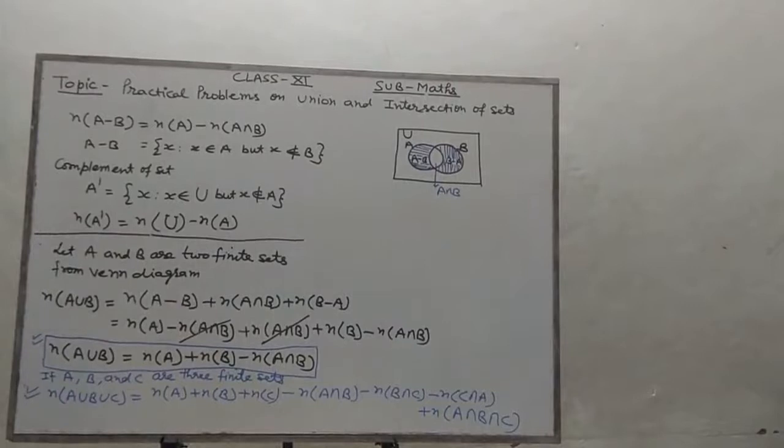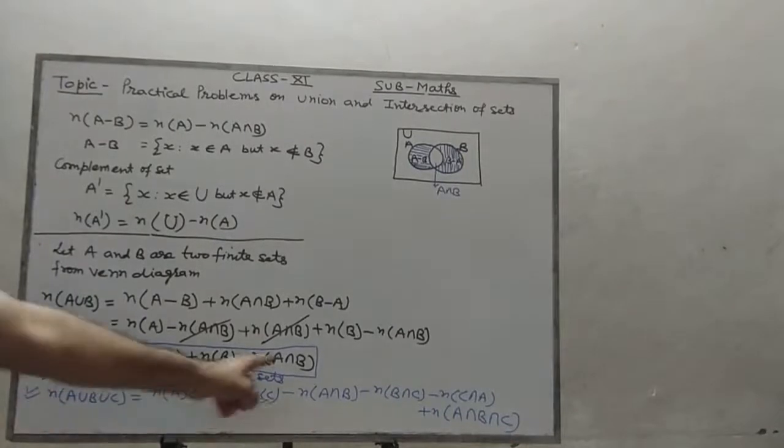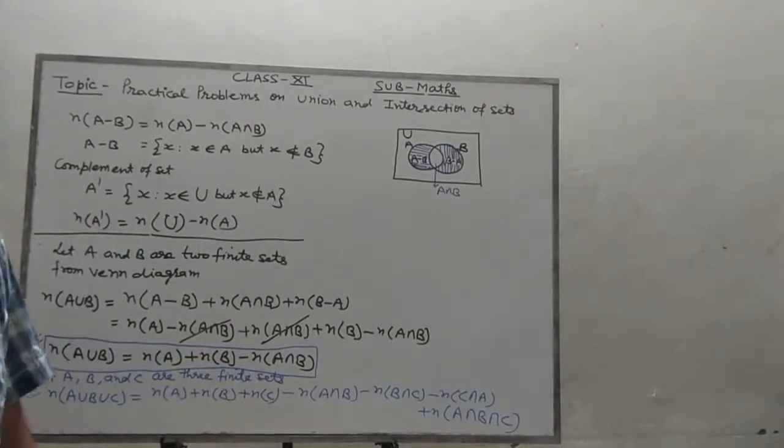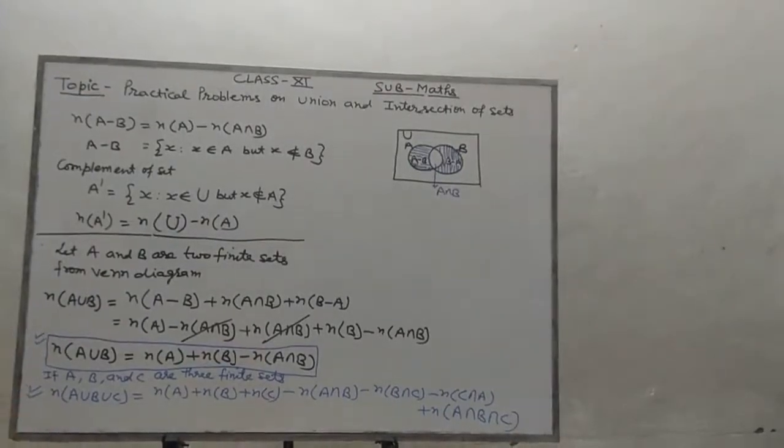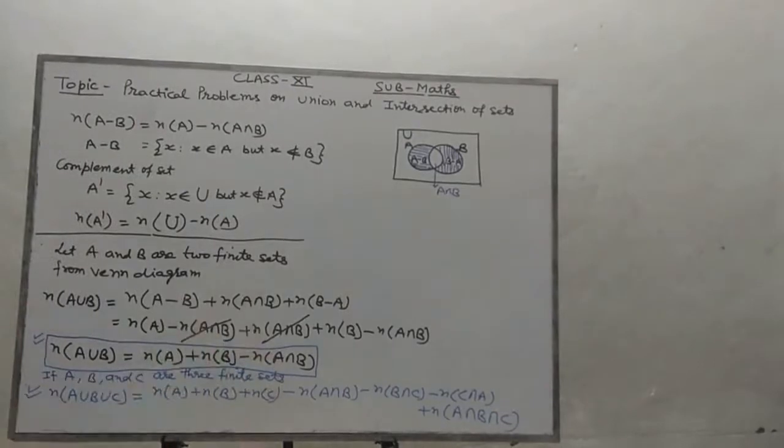It establishes the relationship between union and intersection. Now, with the help of these operations, we will find the practical problems and some more results related to it. As we are seeing this result, n of A union B equals n(A) plus n(B) minus number of elements of A intersection B. Suppose we have two disjoint sets.